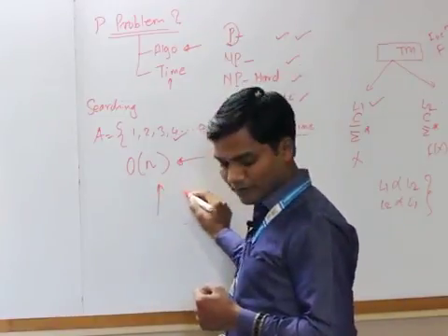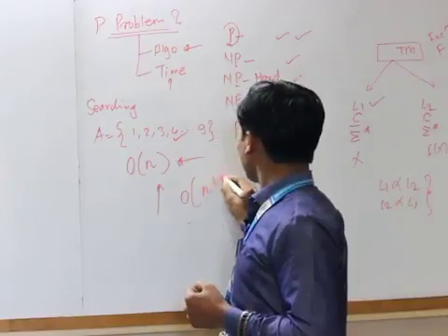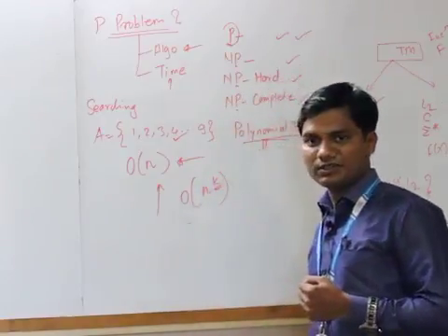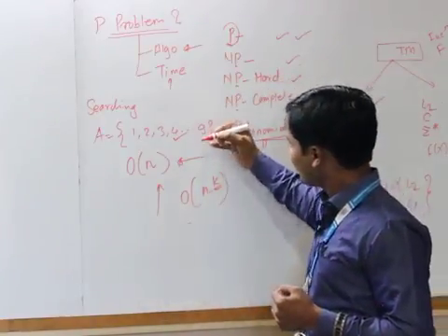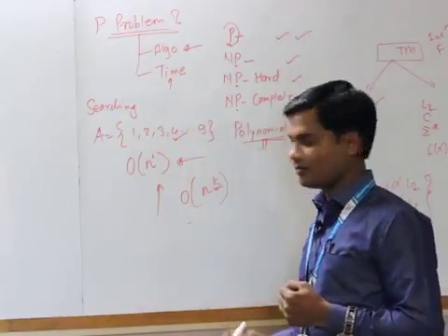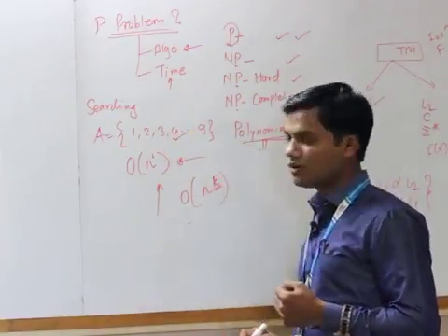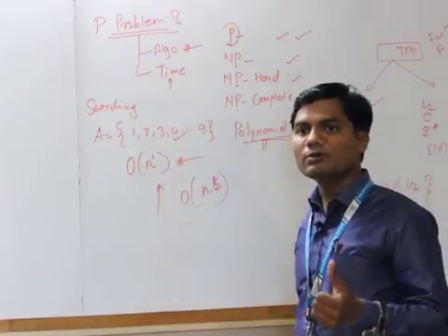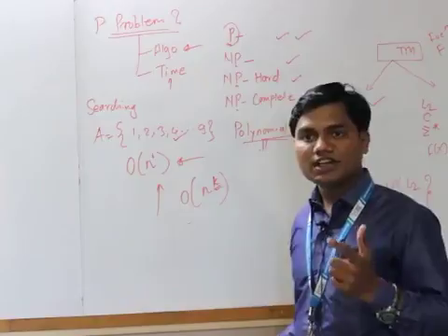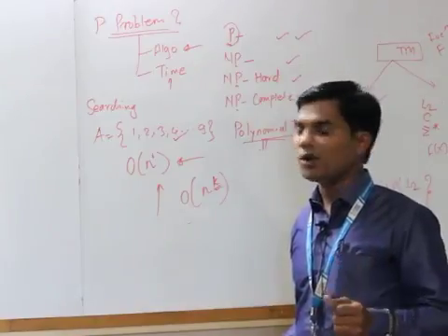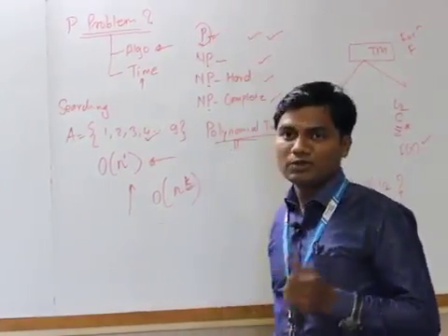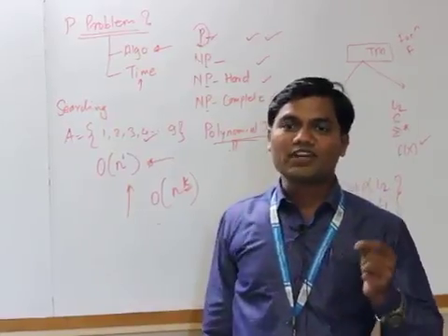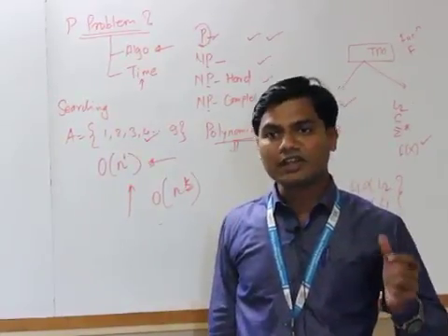General polynomial time complexity is O of n raised to k, where k is a constant. If you take a searching algorithm or a sorting algorithm, the complexity is always polynomial time. Such kinds of problems are called P problems. Examples of P problems are searching, sorting, etc.